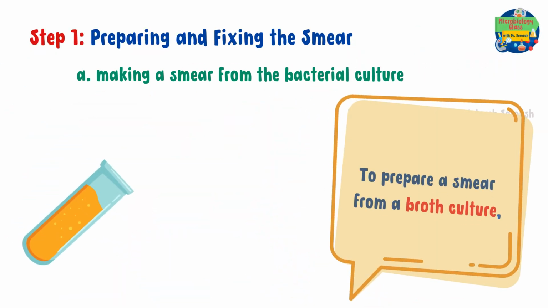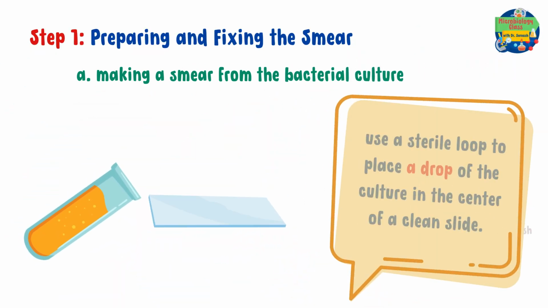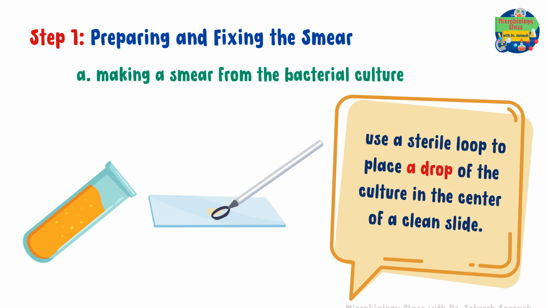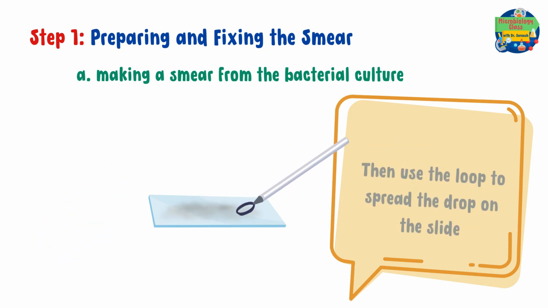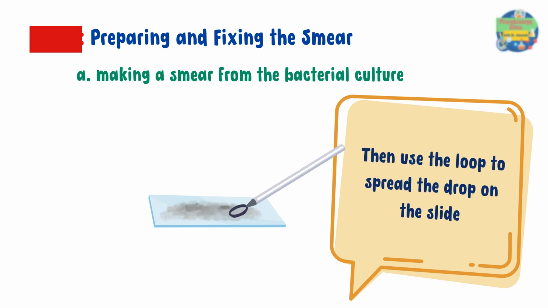To prepare a smear from a broth culture, use a sterile loop to place a drop of the culture in the center of a clean slide. Then use the loop to spread the drop on the slide.